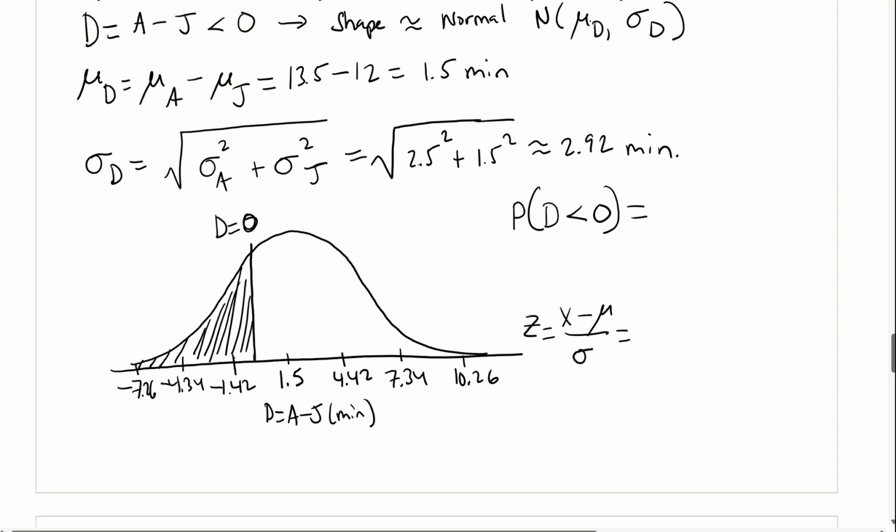So in this case, the value is D, which is 0. The mean of D is 1.5 and the standard deviation is 2.92. When you calculate this, you get Z is negative 0.51. Then we can look up the probability that Z is less than that. Remember, the table gives us the area to the left of that, and then we can look it up from the table.